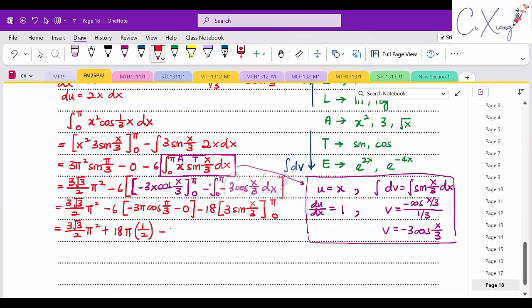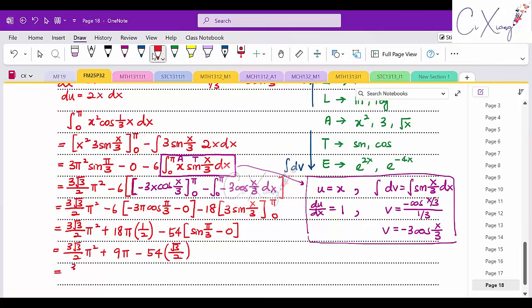Then for the last term here, negative 18, you just copy. For me, I will take out the 3 as well. So negative 18 multiplied with 3, what do you get? You will get 54. Then I only substitute pi inside here, you'll have sine pi over 3 minus sine 0, which is 0. Then further simplify one more time. 18 divided by 2, you have 9. Then negative 54. What do I have for the value of sine pi over 3? It is actually root 3 over 2.